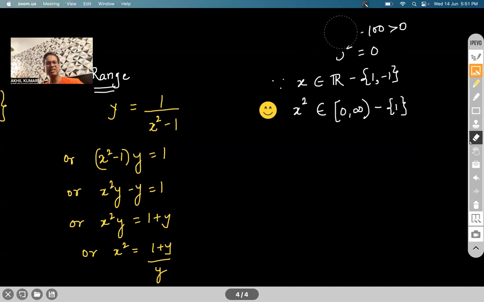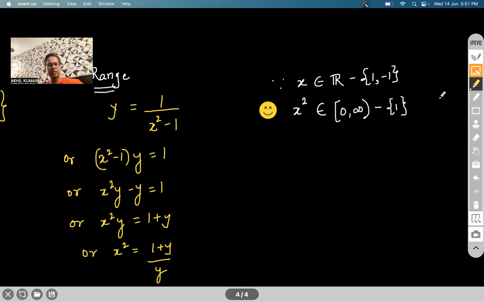Got this point? Okay. Square of any real quantity will always be non-negative. Some people wrongly use positive, right? It's non-negative, you should say. That means zero is also allowed.